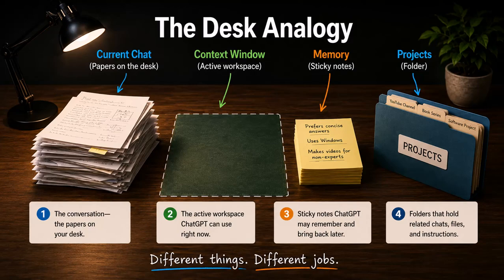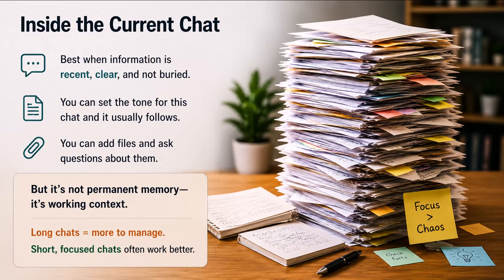That is the model. Inside a single chat, ChatGPT is usually best when the important information is recent, clear, and not buried under a pile of conflicting details. If you say, for this chat, answer like a patient Windows sysadmin, it can usually follow that during the conversation. If you paste a document and ask questions about it, it can work from that document in the conversation context available to it. But the current chat is not permanent memory.